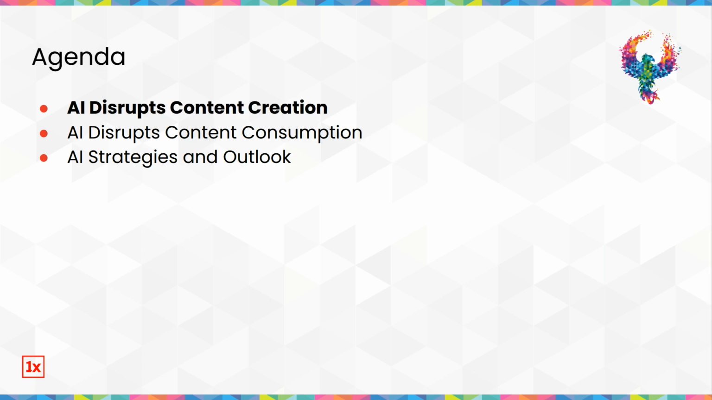Let's start with disruption of content creation. Question: any of you here working for marketing agencies? So like with photo shootings and video and staff and actors, and you come back the next day and it's raining, you can't do it, and so forth. Yeah, so this is changing dramatically.